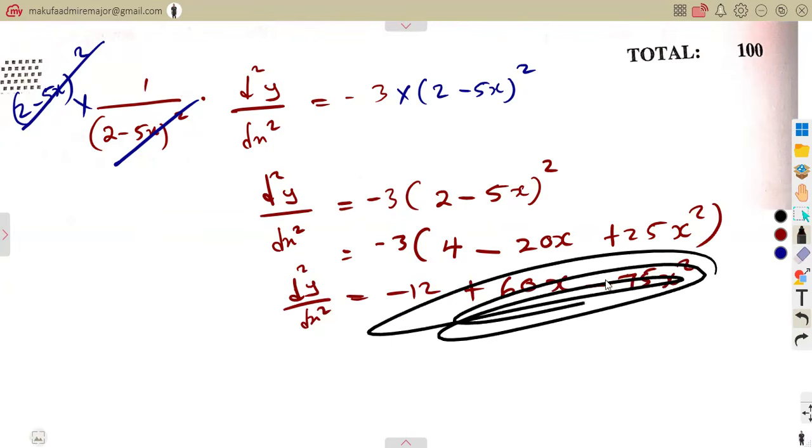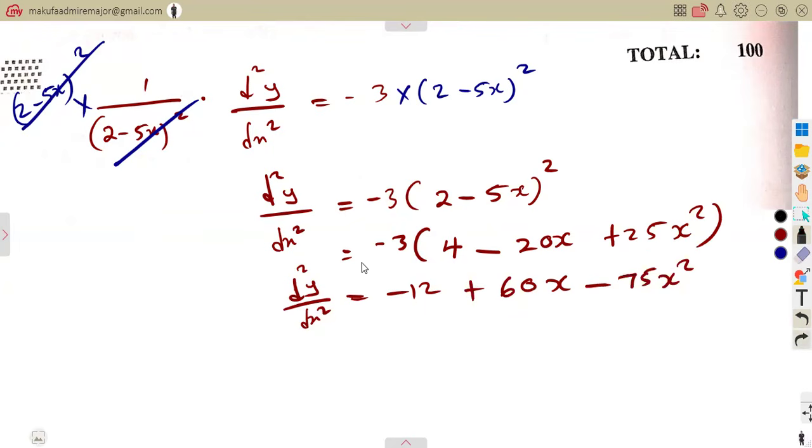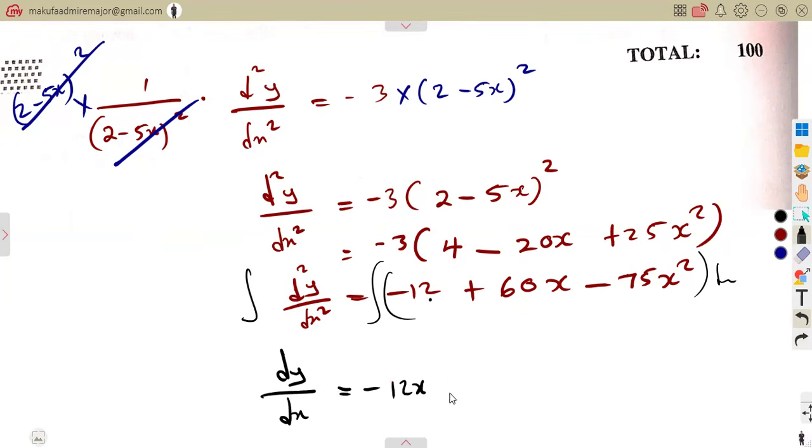We are just expanding so that when we integrate, remember the concept there, we need to integrate to find dy/dx. Integrate this with respect to x. We are finding dy/dx there. So dy/dx will be equal to, integrate this, that will be minus 12x, plus, you integrate this, you add 1, so it's going to be 60x squared over 2. Divide this, that will be 30x squared.